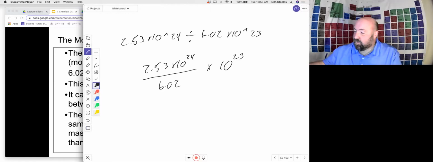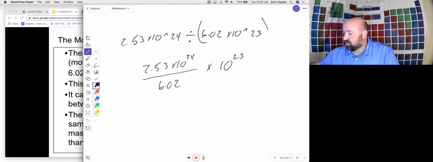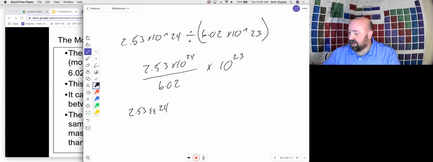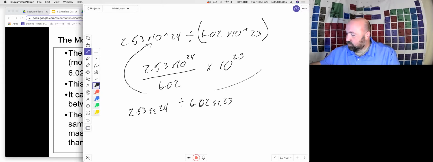Now, yes, you could correct for that by putting parentheses around this whole thing, and that should probably take care of it for you if you're inputting everything else carefully. But that's the whole point of the EE button, is it tells the calculator that this is a case of scientific notation and that this is equivalent to this number, then divided by 6.02, and this is equivalent to this number. And so be very careful with that.